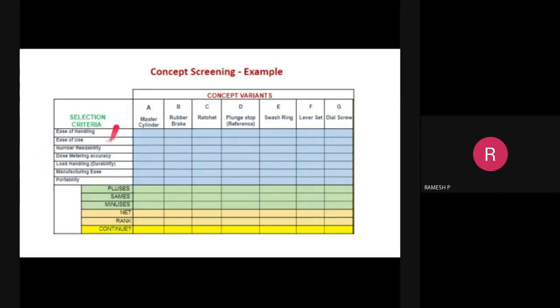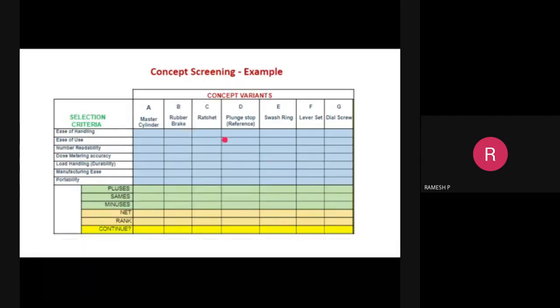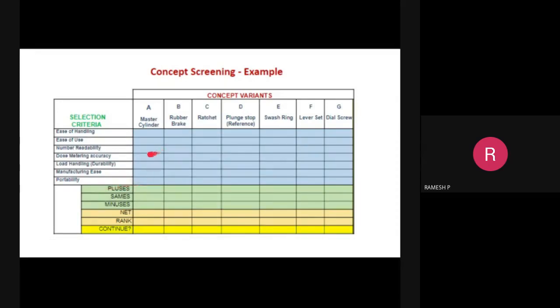Now we have to list out the selection criteria in the rows and the various different concepts in the columns. We will name them A, B, C, D, E, F, G, along with the corresponding names. After that, pluses, sames, minuses. Plus is what? It is better than, or good than. Consider the ease of handling: if the concept A, the master cylinder, is better than the plunger stop, which is the reference, which is D, if it is better than, I have to make it a plus.